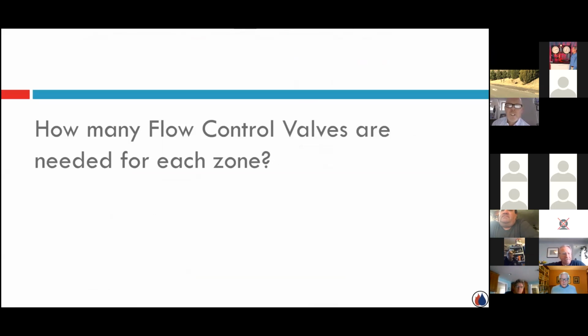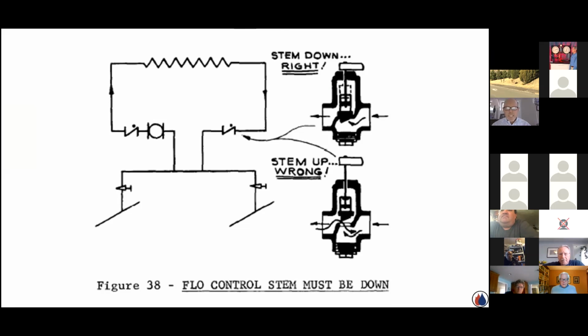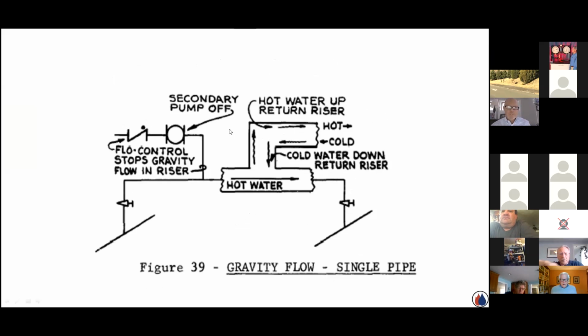How many are needed for each zone? Typically, we're going to use 1, but every now and then you come across that crazy application where you might need 2. And this is kind of shown from a primary-secondary manual of a secondary circuit, whatever this is, baseboard, terminal units, radiation, whatever, secondary pump. They're showing flow control valves on the supply and the return. And the reason for that was this.